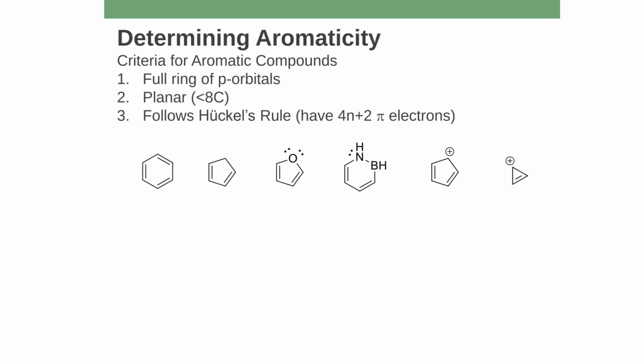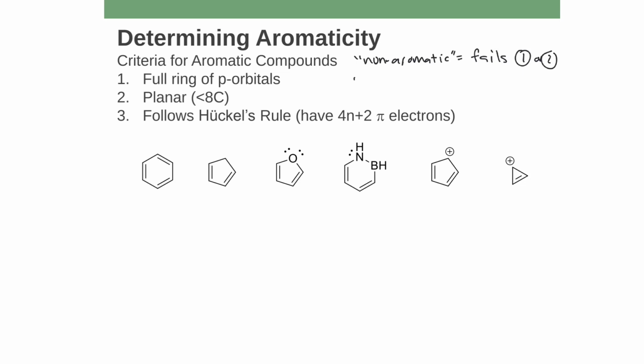Now we're going to go through all 6 of these compounds one by one to determine if they are aromatic, anti-aromatic, or non-aromatic. Non-aromatic means it fails one of these first two. So I'll just write that down real quick. The term non-aromatic is honestly most things. Non-aromatic means it just fails 1 or 2. So either you don't have a full ring of p orbitals or you're not planar.